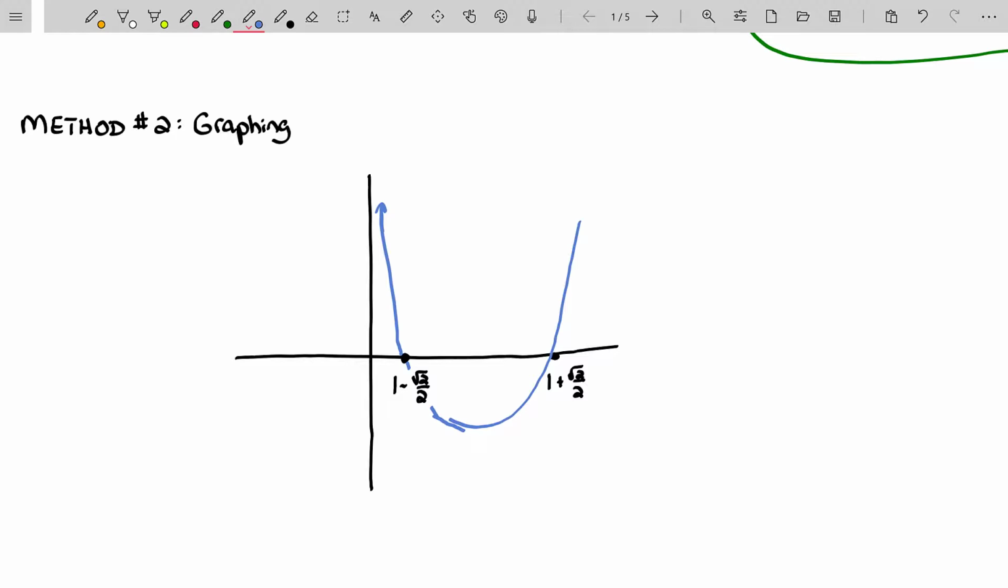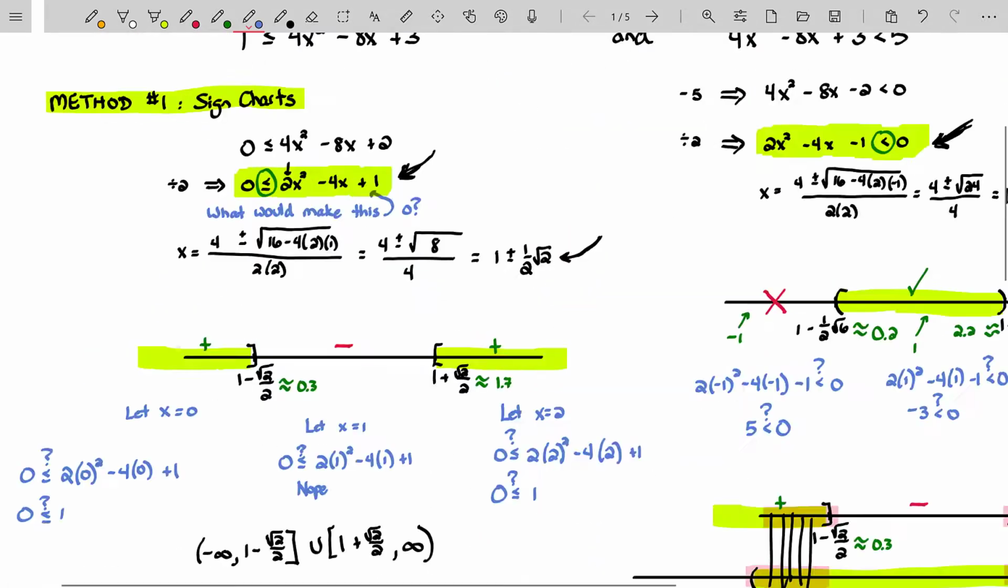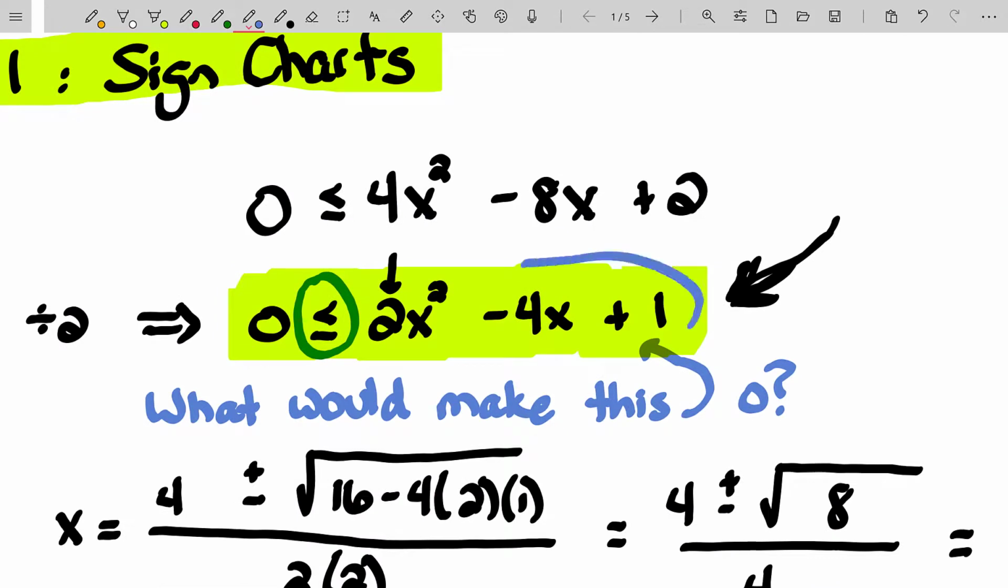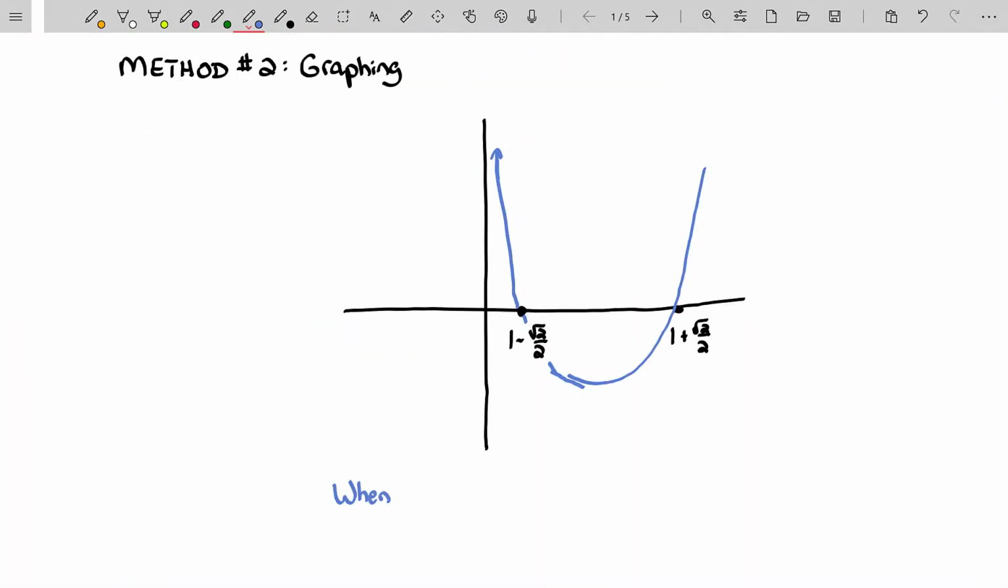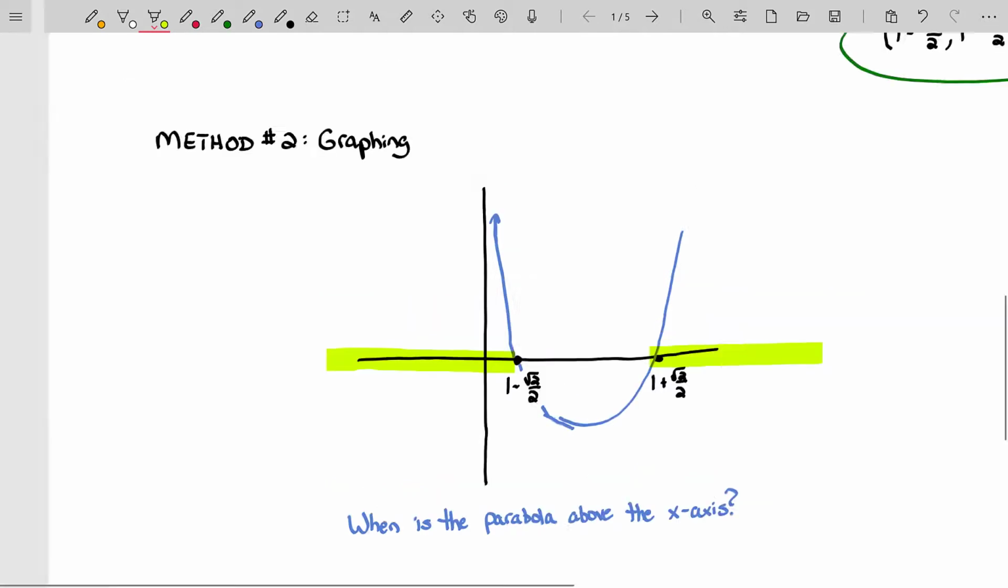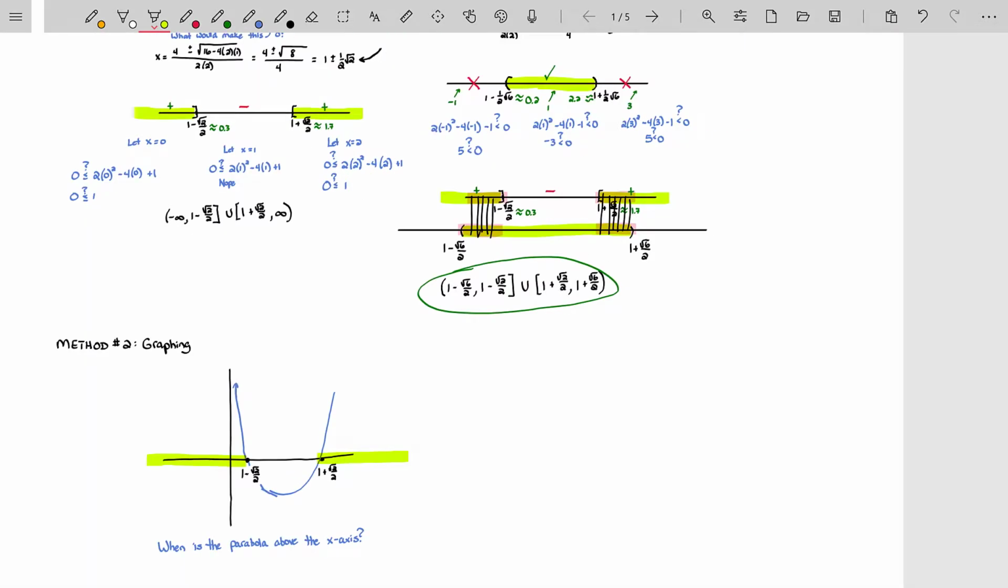And we're asking ourselves in this instance, when is that parabola right there above the x-axis? Let me write that down. And you can easily see that on this graph. It's all this stuff right here. Notice this is the same interval I had when I had to do all the mechanical mathematics for the sign chart. A lot of students love the sign chart because they dislike graphing, but the reality is I didn't have to do any extra work to do the graphing method. In fact, I had to do less work.